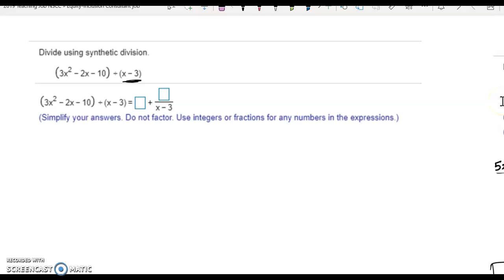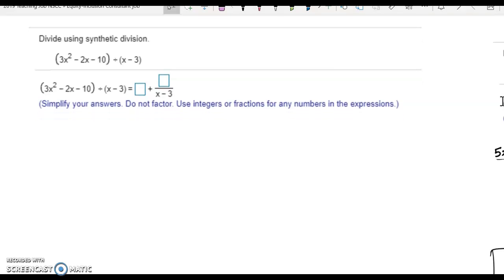Hi Kelsey. This is the second question that we are going to do today, which is using synthetic division. Okay, so let's look at this.